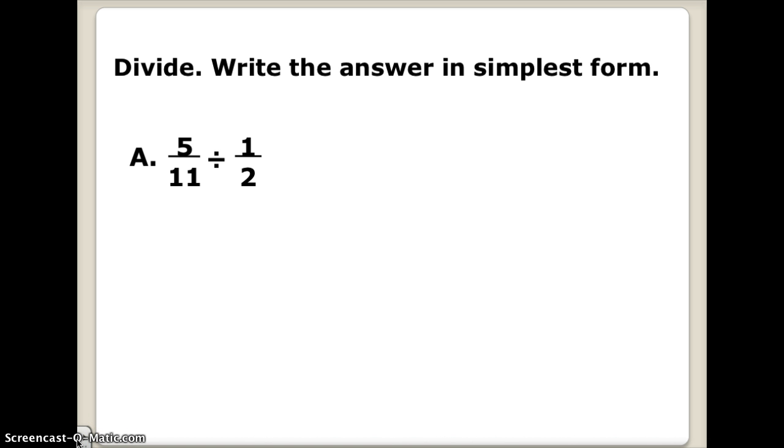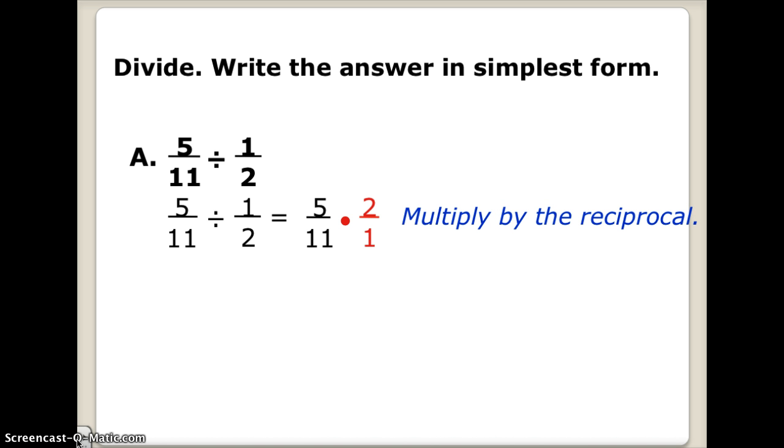So let's try dividing. Write the answer in simplest form when you're done. 5/11 divided by 1/2. We leave the 5/11 alone, and we multiply by the reciprocal of 1/2, which would be 2/1. We multiply straight across. 5 times 2 is 10, 11 times 1 is 11, and 10/11 cannot be reduced.